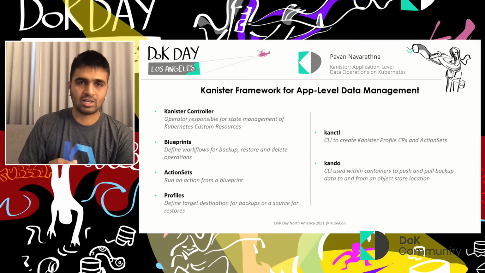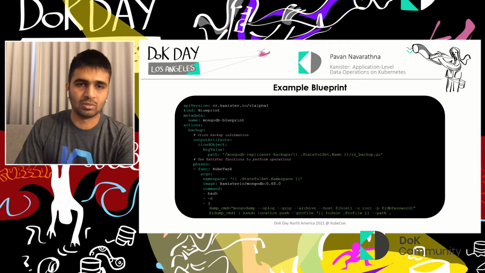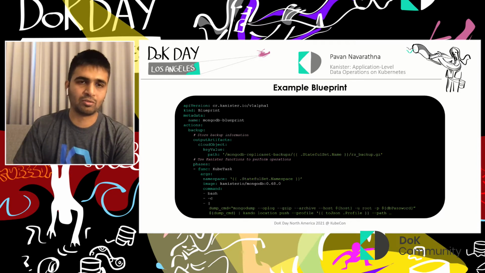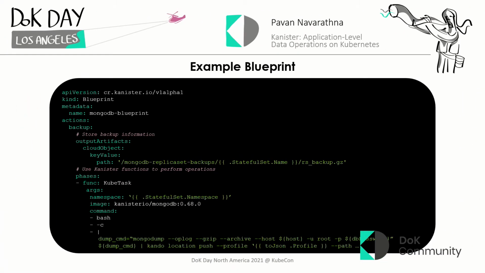As I described earlier, a blueprint can be used to define the workflows for different operations. So let's look at an example here. This blueprint is a CR for, let's say, a MongoDB backup. The workflows are generally executed using actions, and each action has one or more phases.